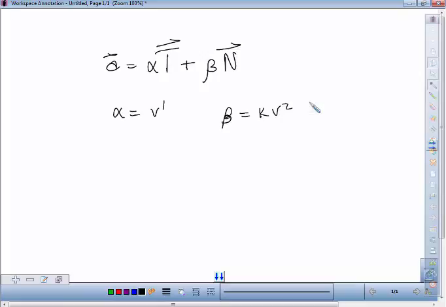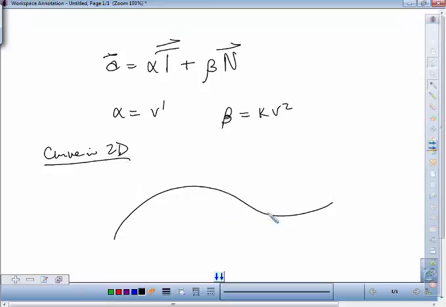Okay? So I didn't draw a picture because I couldn't draw a picture. But if we take a look at a curve, now the curve can be in 2 dimensions or 3 dimensions. So let's start by looking at a curve in 2D. Let's take a look at a specific point on the curve. So let's say you're on this point. And let's just say you're getting pulled with an acceleration somehow. Let's say your acceleration vector is going this way.